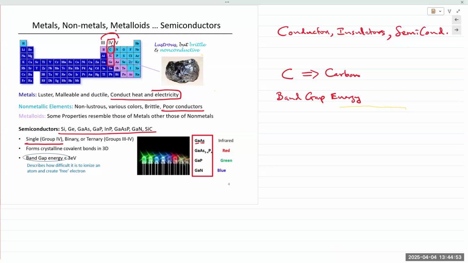So if the electron is in the valence shell, it's orbiting around the nucleus. It has energy. The energy that is required for the electron to move up from the valence to the conduction level, the difference between those, is known as the energy band gap. Okay, and that energy band gap for a semiconductor must be less than 3 electron volts.